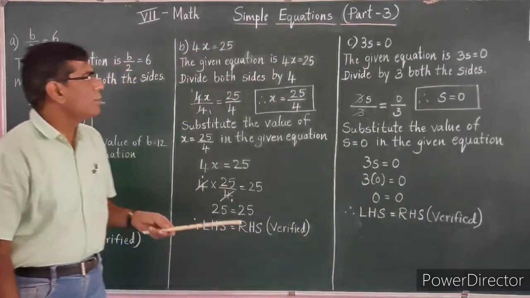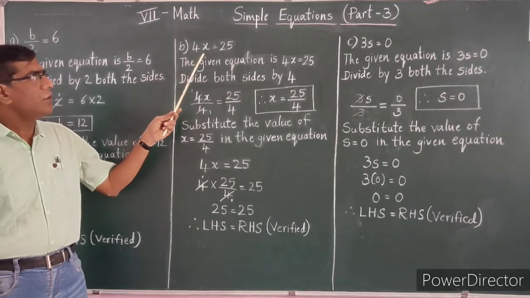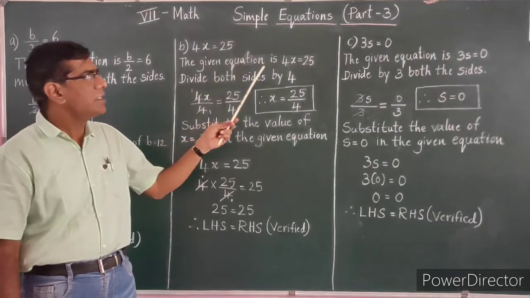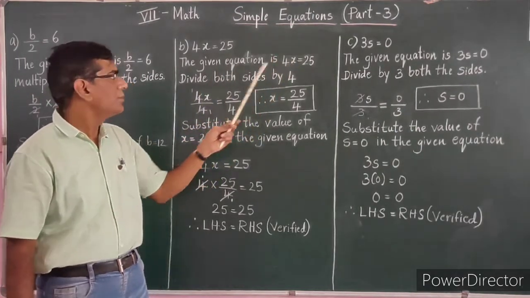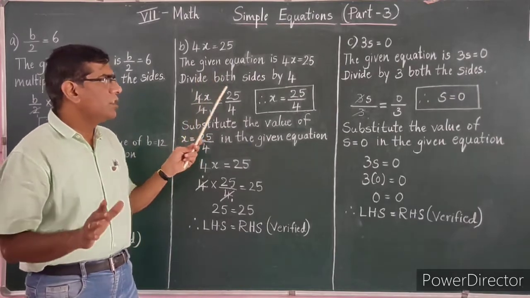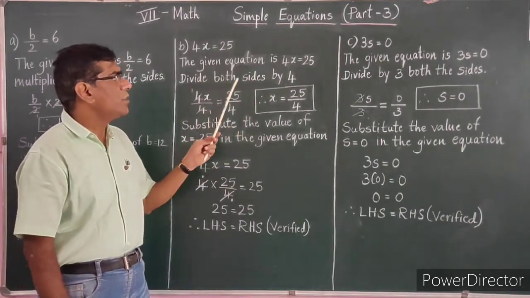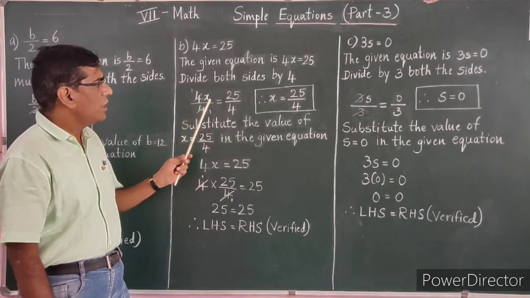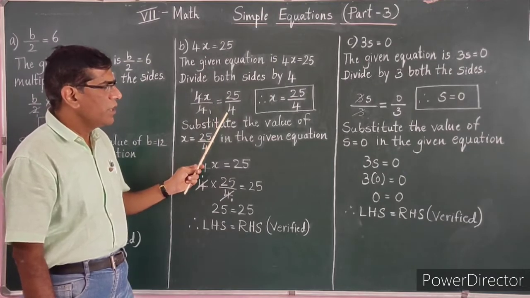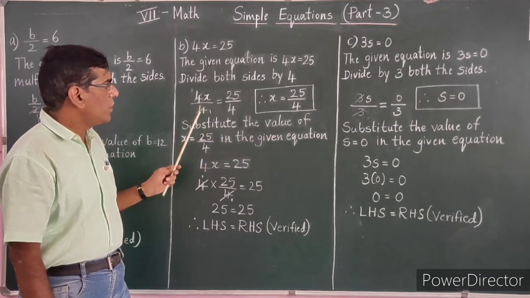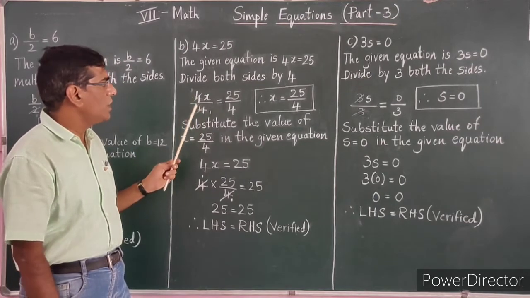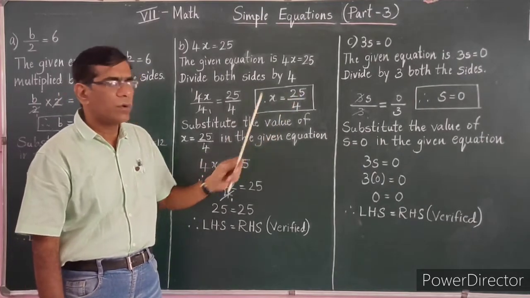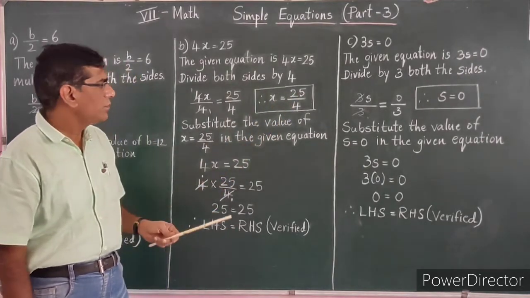Children, now we move to the second problem: 4x is equal to 25. The given equation is 4x is equal to 25. Divide both sides by 4. 4x divided by 4 is equal to 25 divided by 4. This 4 and this 4 get cancelled, 4 ones are 4. Therefore, x is equal to 25 by 4.